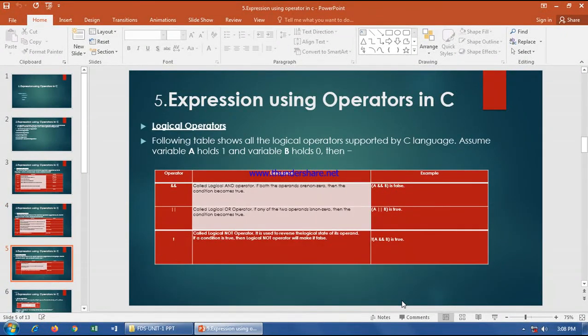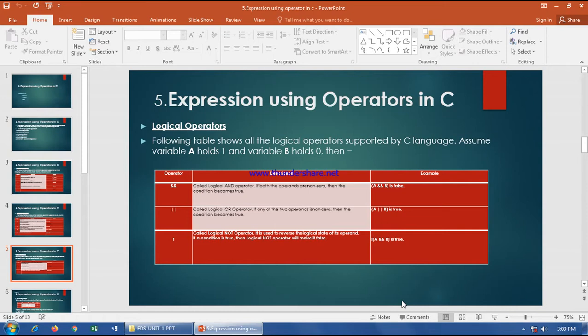Then logical operators. The following table shows all the logical operators supported by the C language. Assume variable A holds 1 and variable B holds 0. The logical operators are AND, OR, NOT. This is called the AND operator: if both operands are non-zero, then the condition becomes true. Here A AND B, that is 1 and 0, the condition is false.